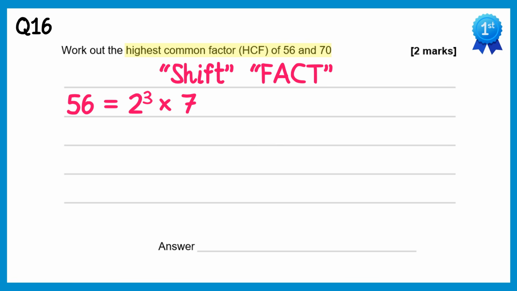Then we'll do the same for 70. So clear your calculator and then press 70 and then equals. Remember, this puts the number 70 into your calculator's memory. Then press shift, then fact again, and it will tell you that 70 equals 2 times 5 times 7.